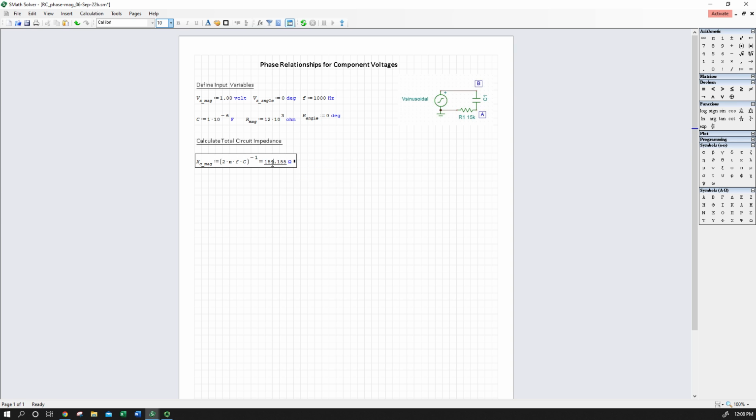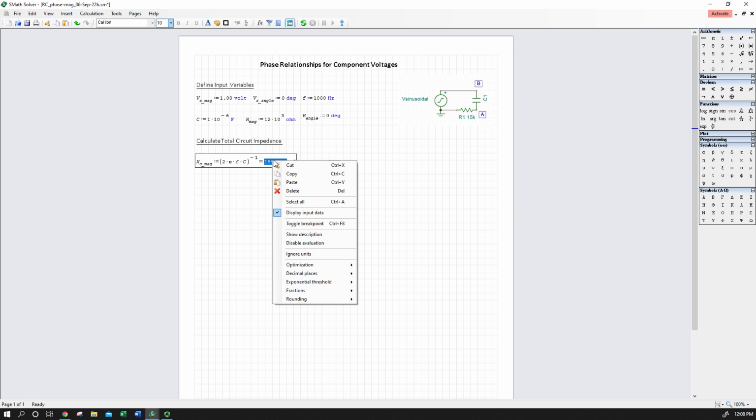Okay, so let's do one last clarification. When we want to define an exponential threshold, we highlight a number, which can be the result of a formula calculation. We go down to exponential threshold. The check mark on the 3 means we will only express this in scientific notation if we need a 10 raised to the power of 3 in order to express it. Otherwise, it's going to express as just a regular decimal number.